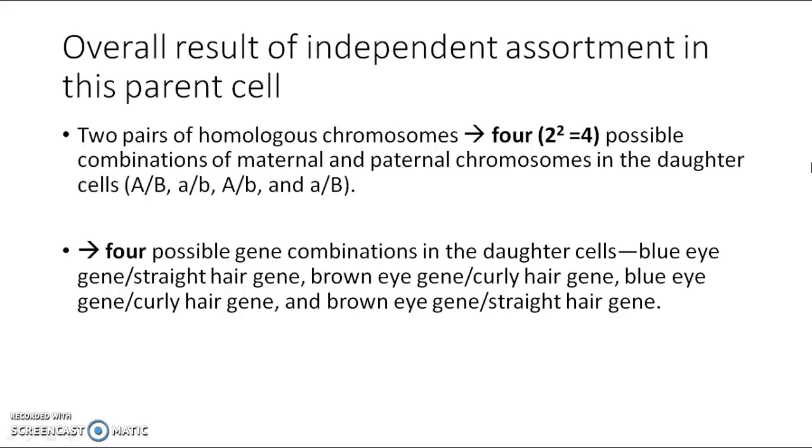Now we had these 4 possible combinations using the 2 to the nth power rule, where n stands for the number of chromosome pairs, and this cell had 2 homologous chromosome pairs, so 2 to the 2nd power is 4. Now these 4 possible combos of maternal and paternal chromosomes gave us these 4 possible gene combinations in the daughter cells. So some of them had blue-eye genes and straight-hair genes. Some of them had brown-eye genes and curly-hair genes. Some had blue-eye genes and curly-hair genes. And some had brown-eye genes and straight-hair genes.